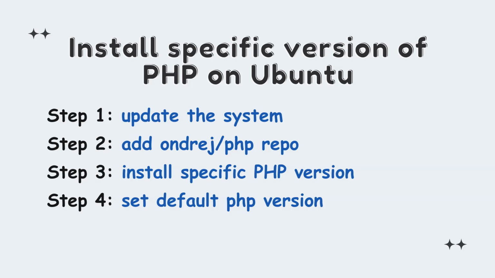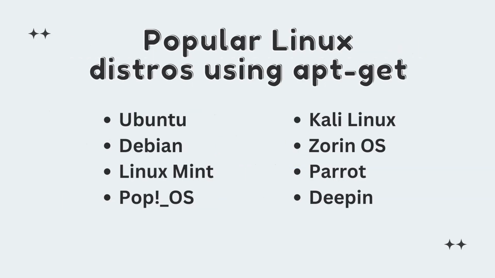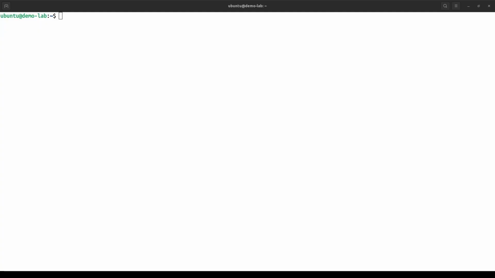the system. For this demo, I am using Ubuntu 22, but you can also follow these steps on all those Linux distributions where we can use apt or apt-get to install packages. For instance, here are some of those Linux distributions where you can follow the same sequence of steps. Now let's head to the terminal screen and follow the installation steps one by one.